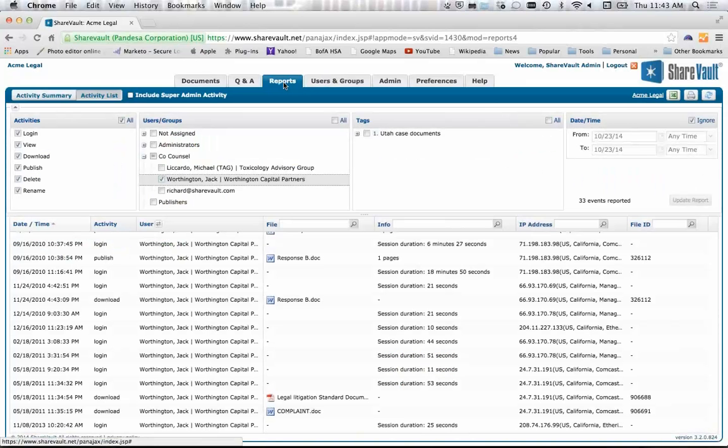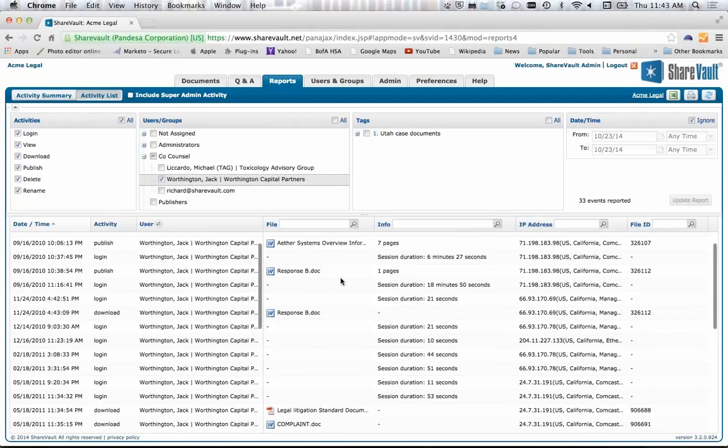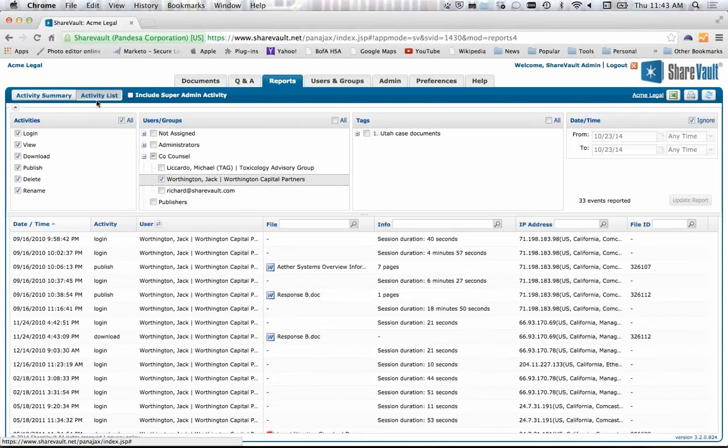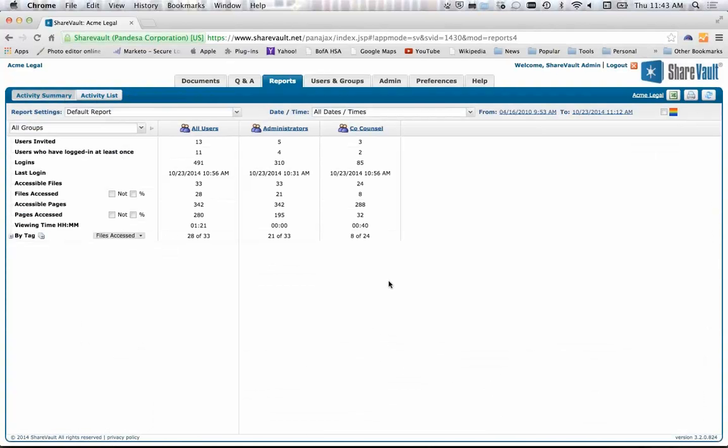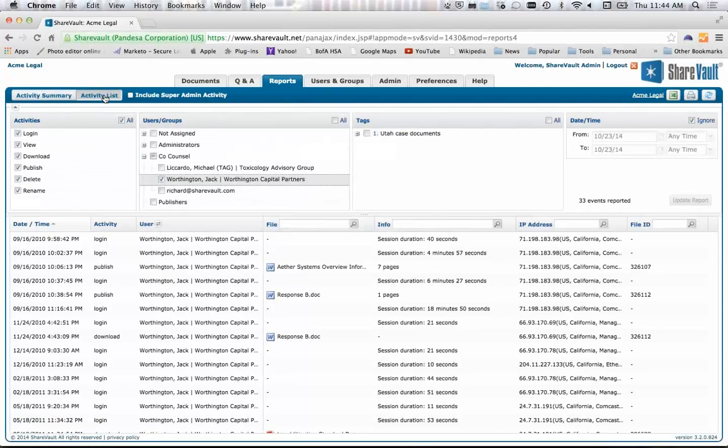Finally, the Reports tab. During the project, the admin can research and monitor the users' and the user attorneys' interests with the help of ShareVault's summary report. The activity list is an audit trail of user activity that can be defined by time and activity. We can track our user Jack's activity from earlier and see the specific documents Jack had under review.